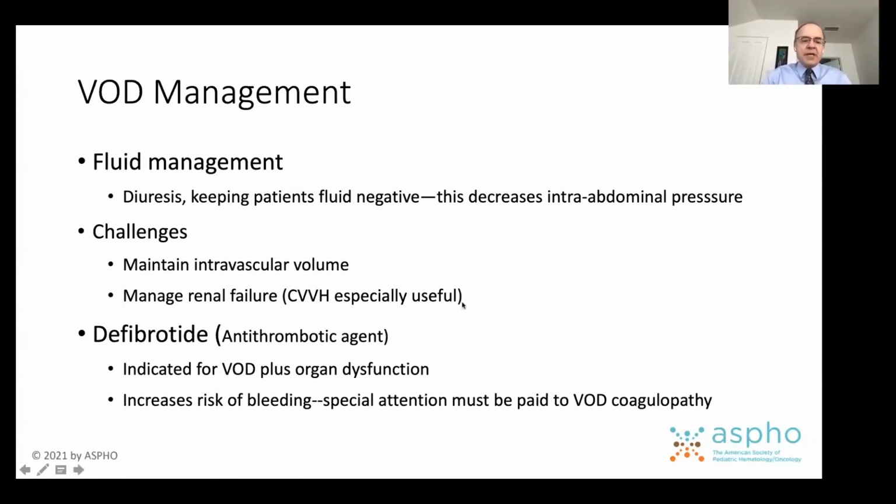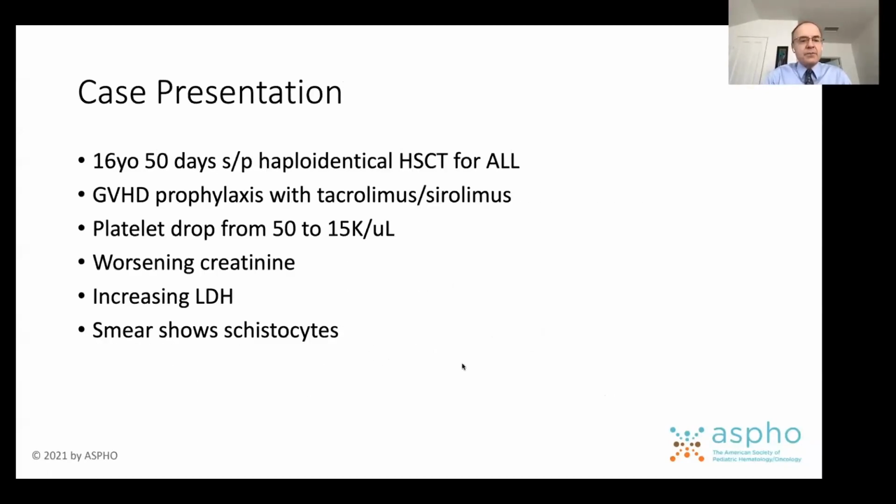Many patients are managed with CVVH in order to be able to take off as much fluid as you can while maintaining blood pressure. Defibrotide has been used and FDA approved for this. It's indicated for VOD that leads to any organ dysfunction. The challenge with it is it does increase risk of bleeding, and you have to be very careful to pay attention to the coagulopathy that occurs with VOD, and sometimes defibrotide needs to be held.